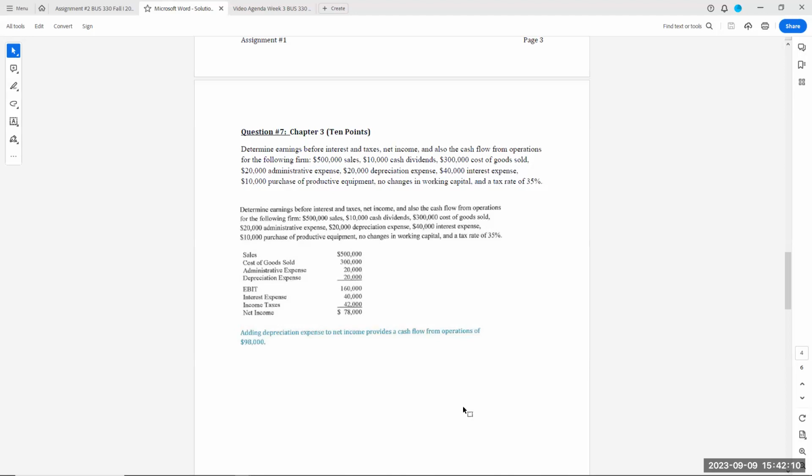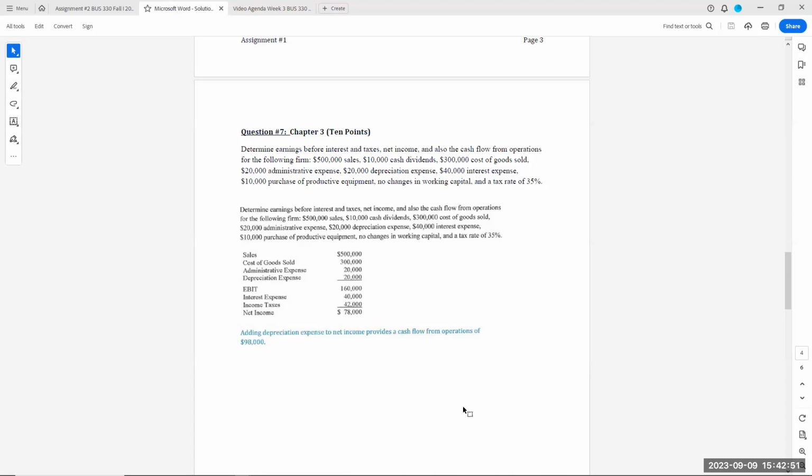No changes in working capital, which is very important to determine cash flows from operations. And the tax rate of this company is 35%. So if I take the sales minus the 3 expenses given to us, I end up with an operating profit of the first answer, $160,000. From that, I subtract out the interest expense of $40,000, and I get an earnings before taxes of $120,000, of which I take 35% to get $42,000, which is my income taxes, and thus I now come up with a $78,000 net income.